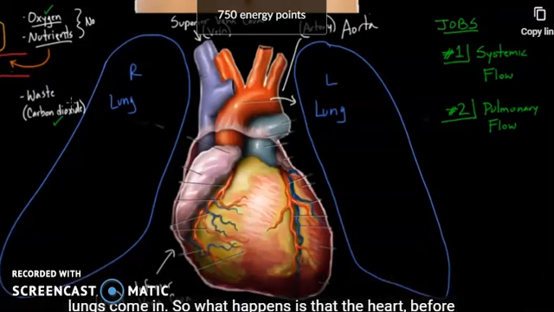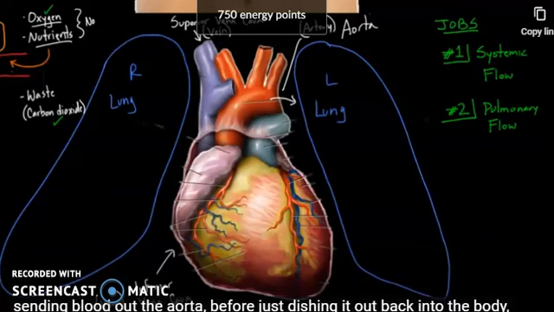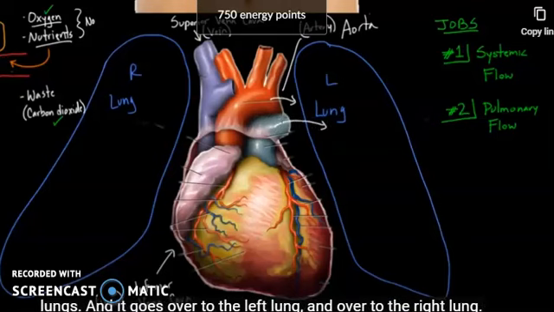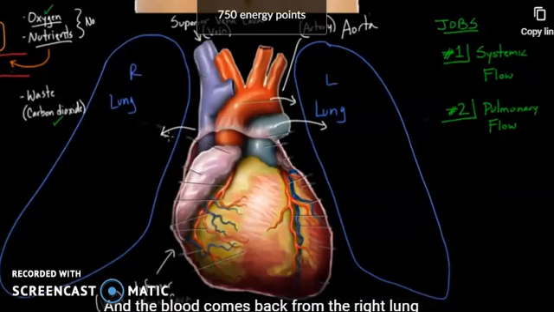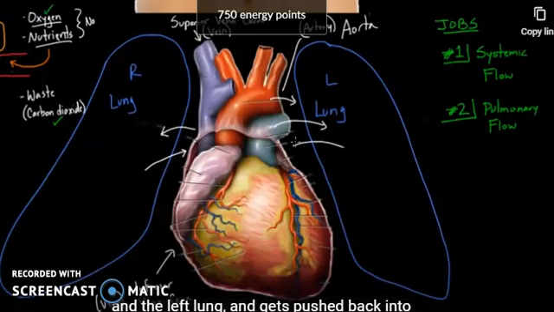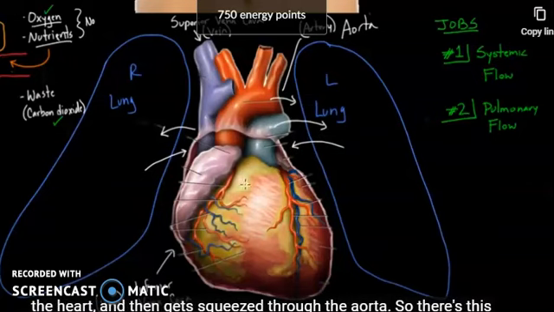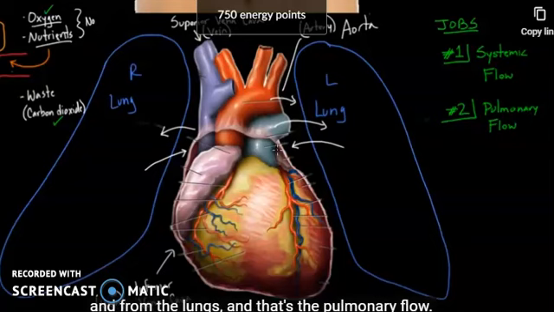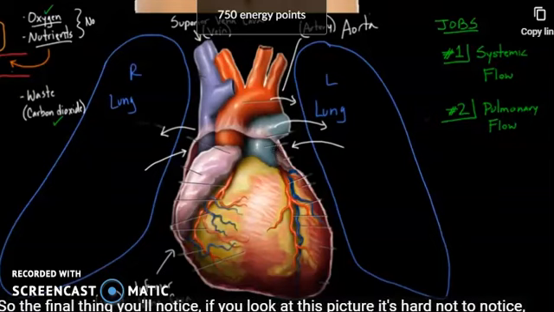So we want to get rid of the carbon dioxide. Here comes in the lungs. Before dishing it out, it actually sends the blood all over the lungs. It goes to the left lung and over to the right lung, and the blood comes back from the right and left and gets pushed back into the heart and then gets squeezed out through the aorta. Actually, an extra little step here, from the lungs, and that's the pulmonary flow.